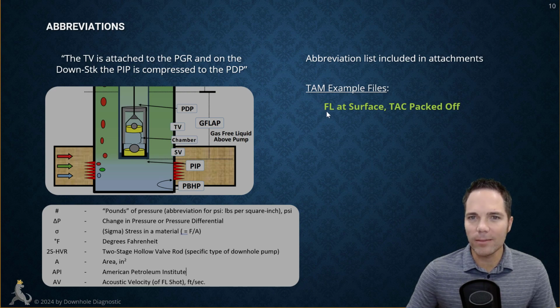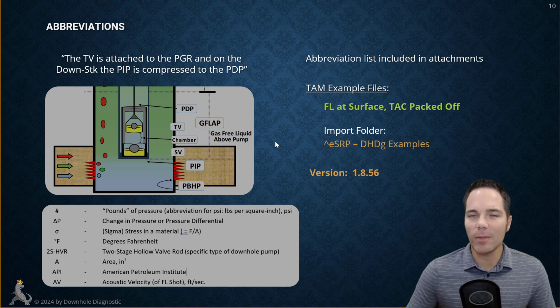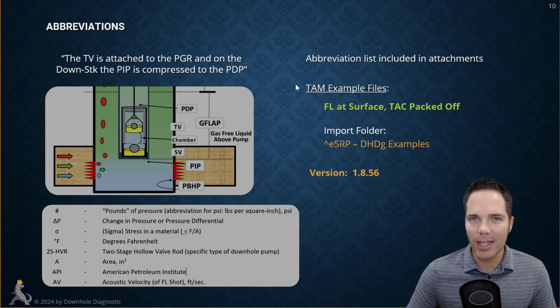So for example, an example well file in there is the fluid level at surface, TAC is packed off. If you import the files into TAM, the default folder it is going to import them into is this Electronic Sucker Rod Pumping - Downhole Diagnostic Examples. You can also import it into a different folder name if you want. Now, the version of TAM that I am currently using is version 1.8.56. If you try to incorporate the example files that I've attached to the course, and it's not working, you might have to update your TAM version if you have an older software version.